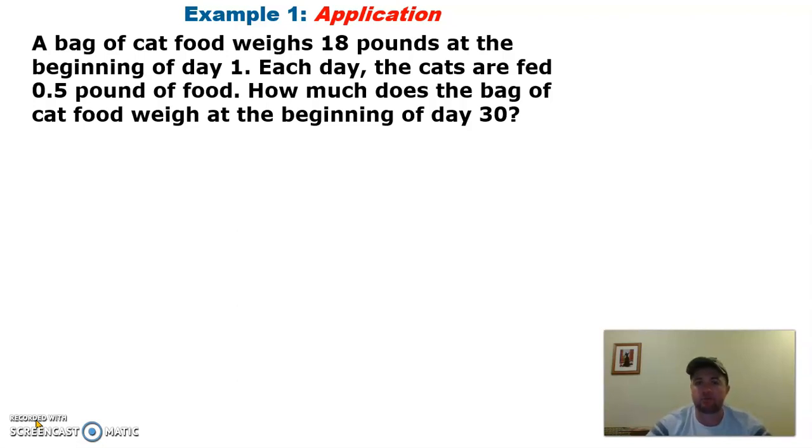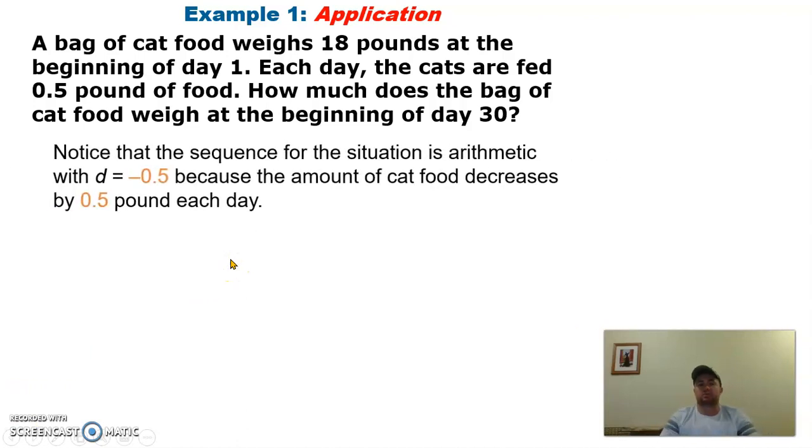A bag of cat food weighs 18 pounds at the beginning of day 1. Each day, the cats are fed a half a pound of food. How much does the bag weigh at the beginning of day 30? So, I already know this is an arithmetic sequence because it says I'm feeding the cats the same amount each day. So it's constant. That makes it arithmetic. And I'm going to say D, or my common difference, is negative 0.5 because I'm taking away food, hence I'm subtracting.